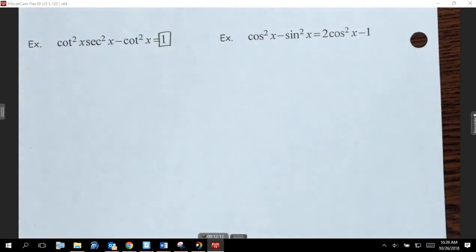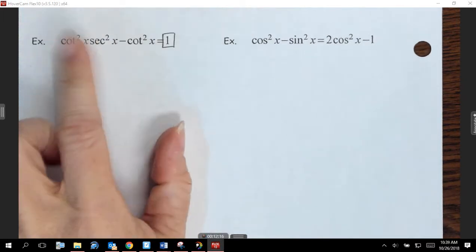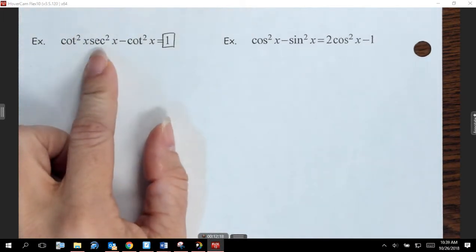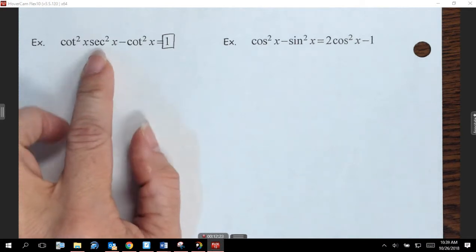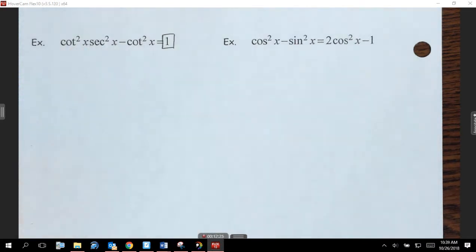Now, I'm not saying you couldn't get the 1 to eventually look like that. It's just a lot harder. I bet you I could do it, but it's a lot harder. So we're going to start with this side. I want you to think for yourself. And you can try something. Then we'll go over it.